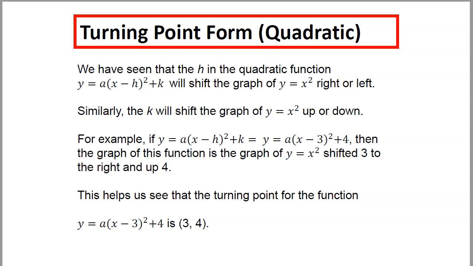For example, if y equals a times quantity x minus 3 squared plus 4, then the graph of this function is the graph of y equals x squared shifted 3 to the right and up 4. This helps us see that the turning point for this particular function is 3, 4.